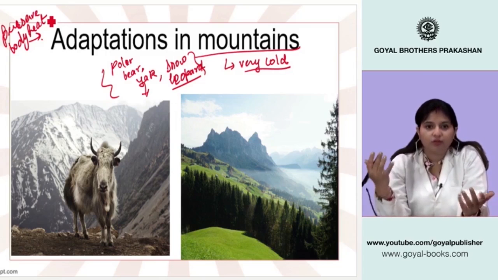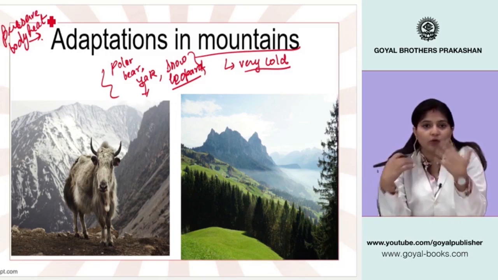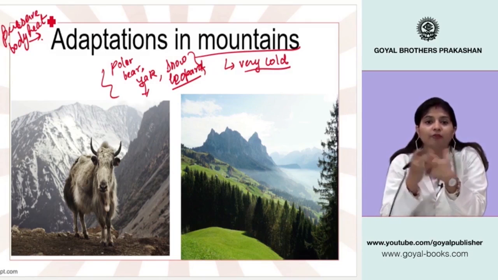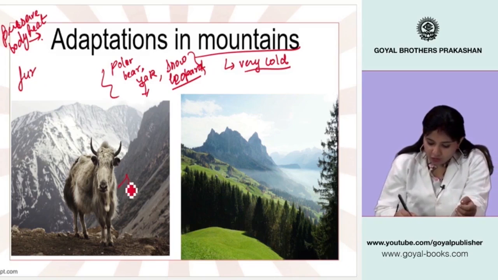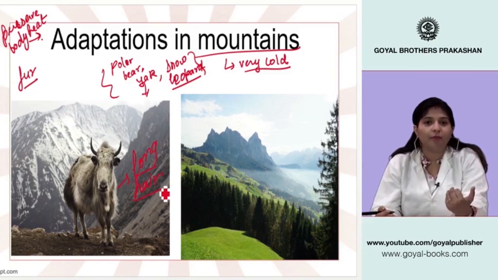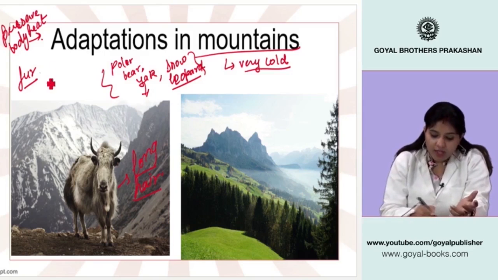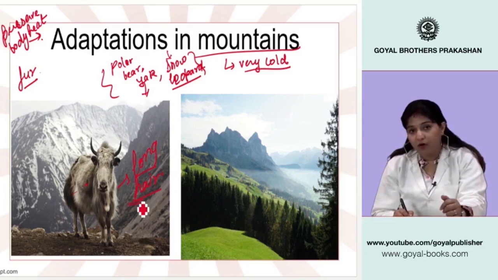So the first adaptation that we observe just by looking at the animal is the fur, right? The first thing which you observe is the fur. In the case of yak, you will see long hair. Now this feature, the fur and the long hair, protects the animal from extreme cold, right? The fur is present in the snow leopard, and the yak is usually covered by long hair.